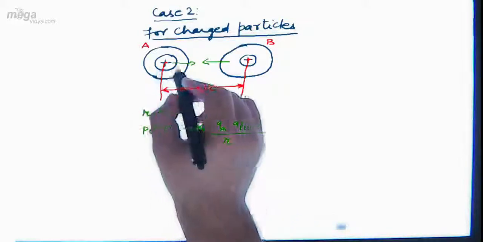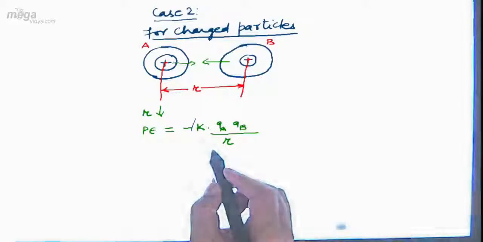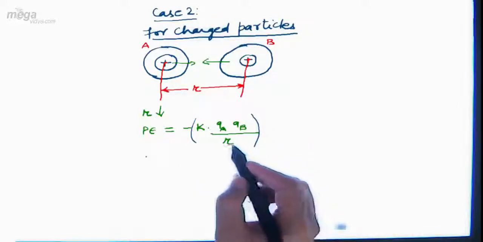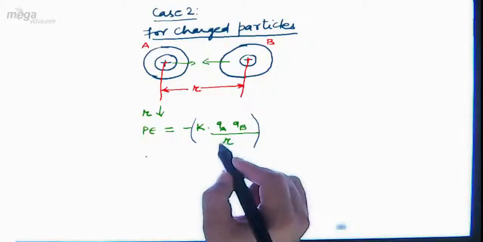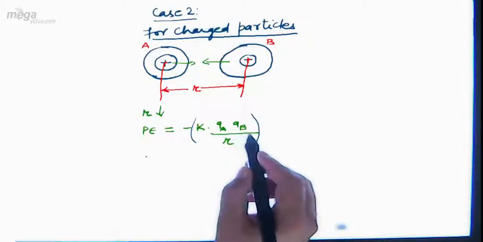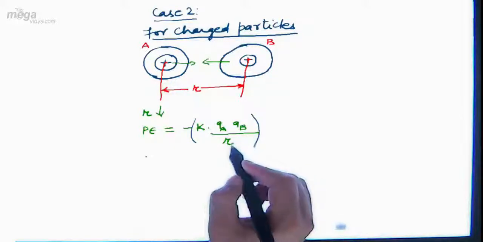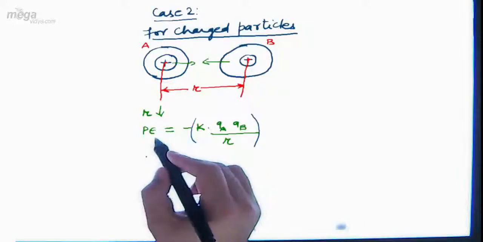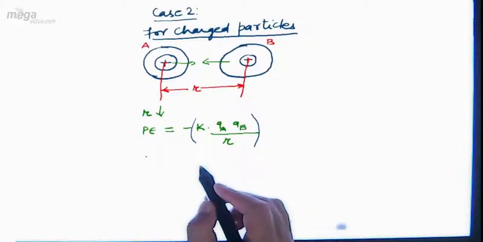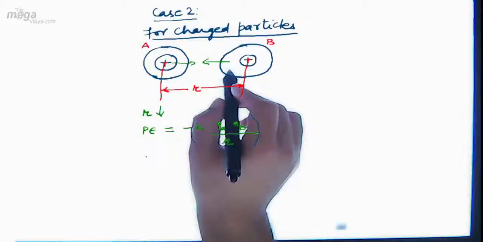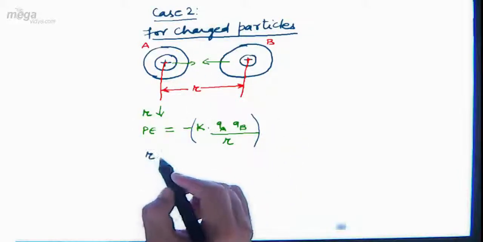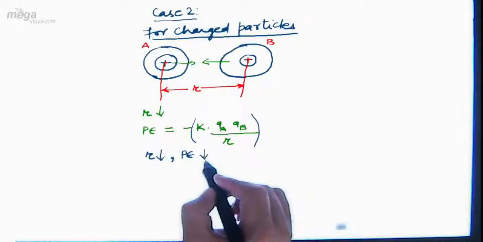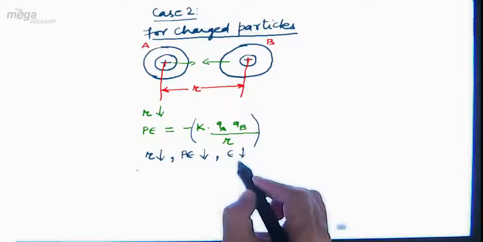So again, when these two atoms are approaching each other, the value K into QA into QB upon R will be increasing because R is decreasing. When K into QA into QB upon R is increasing, we have a negative sign before it, which signifies the decrease of potential energy. So when A and B approach each other for bonding, the separation between the two will decrease, again leading to a decrease in the potential energy and hence a decrease in the total energy.